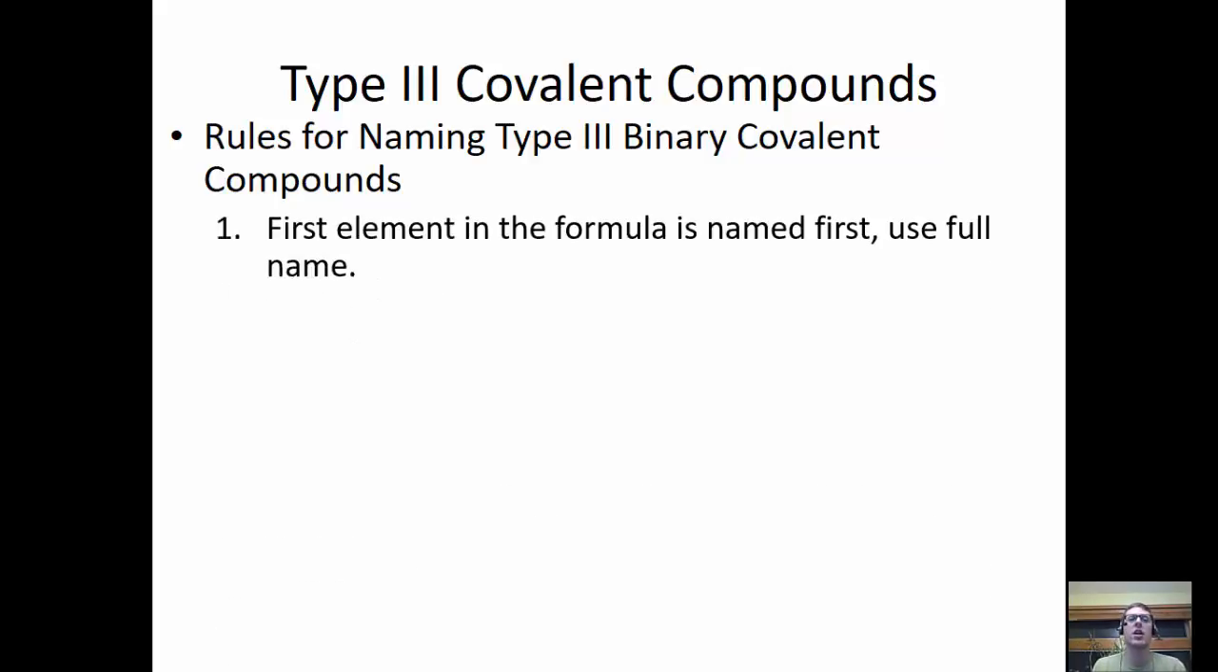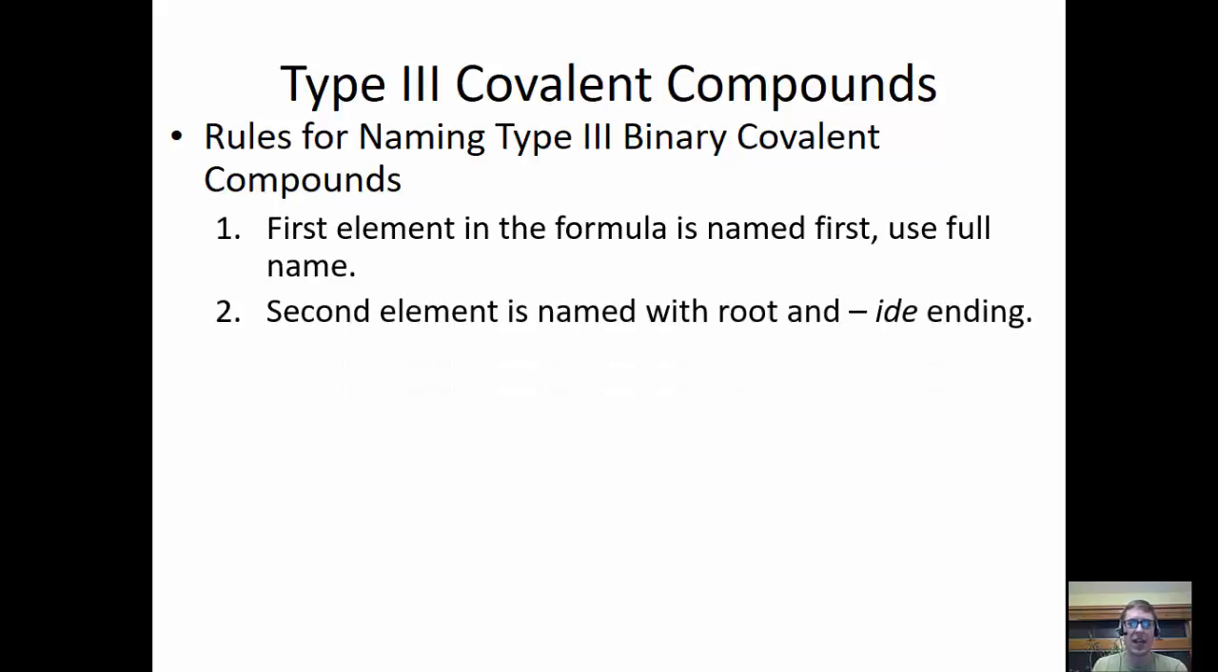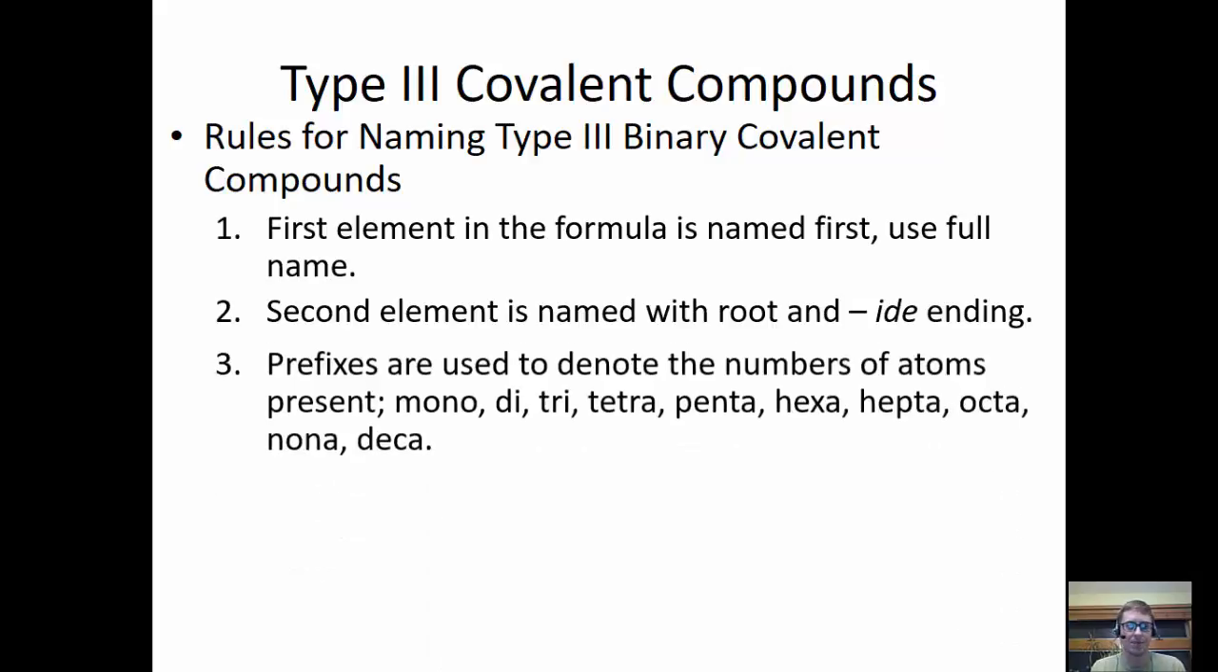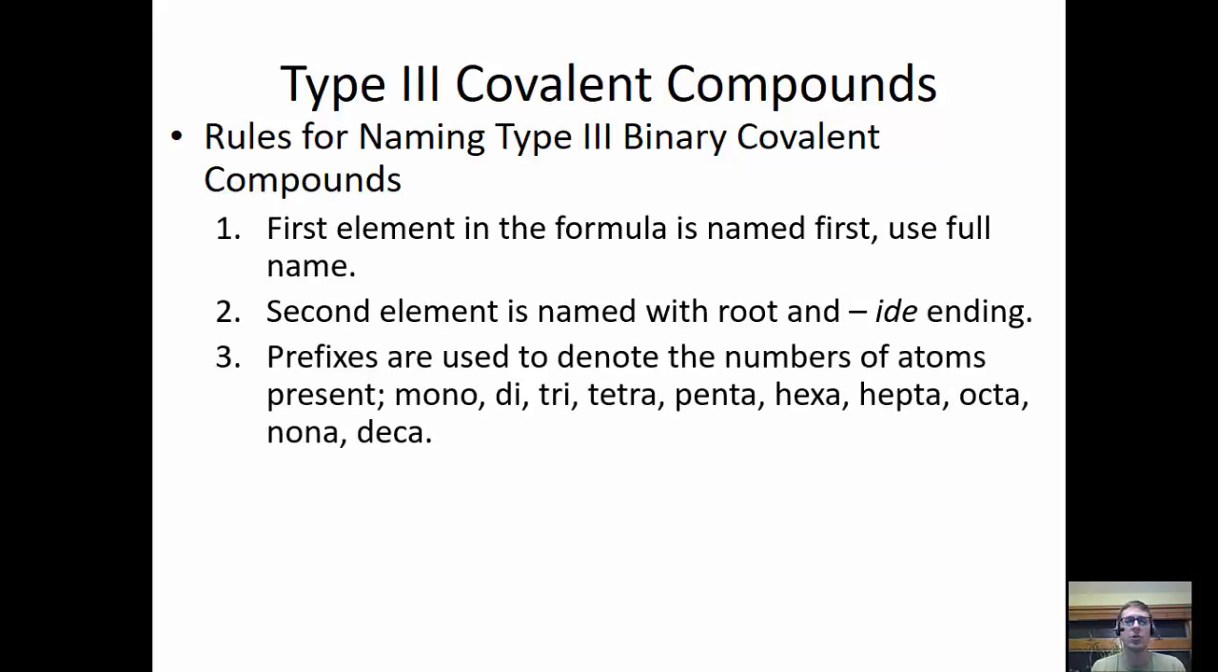The first is write down the first element in the formula. It's always named first. Use the full name. Second, the second element is named with the root. You chop off the end and add "ide", similar to ionic compounds that don't have polyatomic ions. And then prefixes are used to denote the number of atoms present.